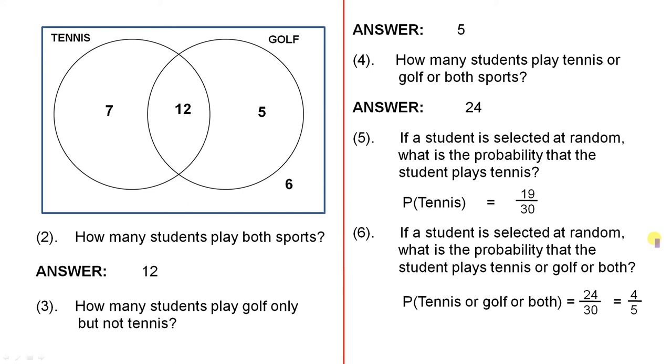If a student is selected at random, what is the probability that the student plays tennis or golf or both? Tennis or golf or both. That's 24, so the probability will be 24 over 30, which is 4 over 5.